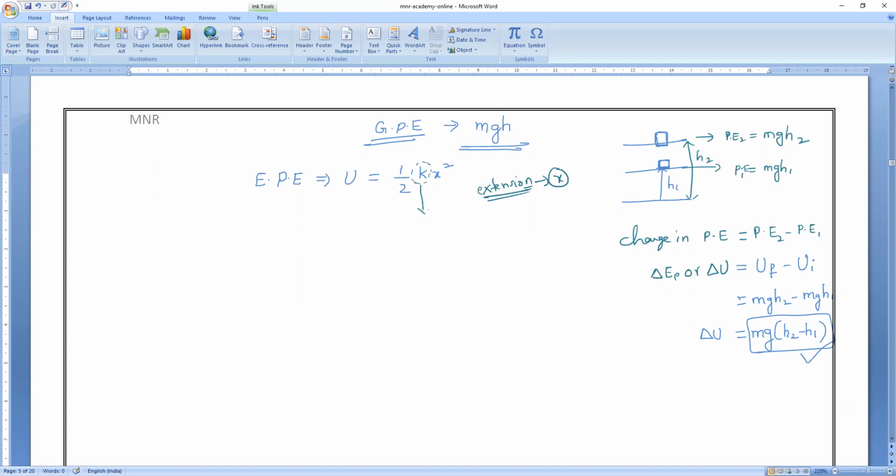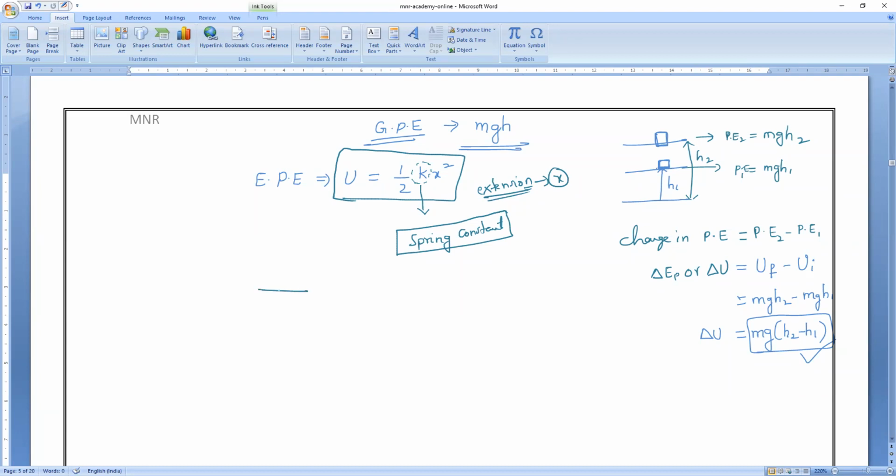And what is meant by k? We studied yesterday: k is the spring constant. So that is what we have studied. Yesterday we have done the formula. The elastic potential energy formula is half into k into x square. Am I right, everybody? Please respond.